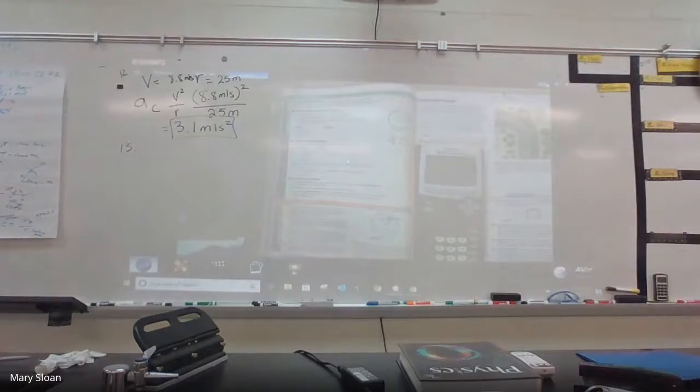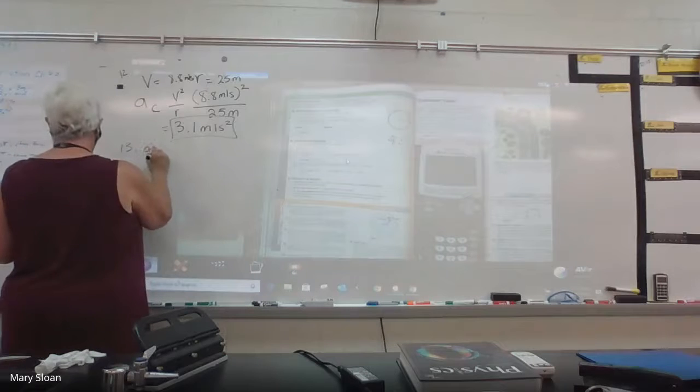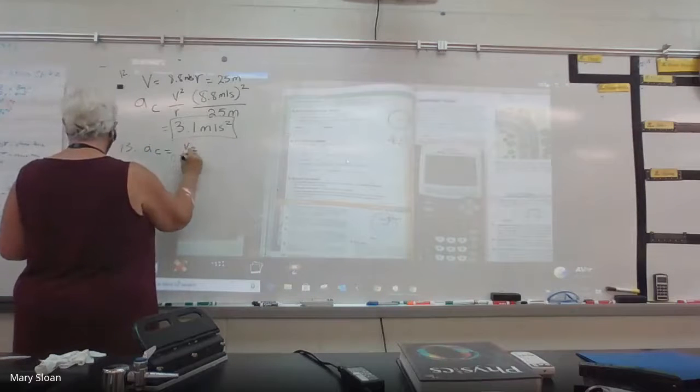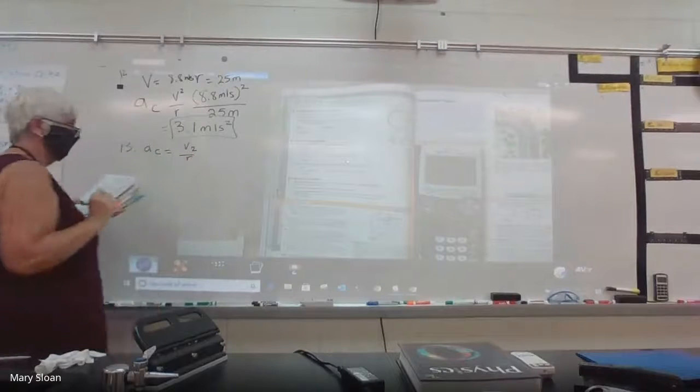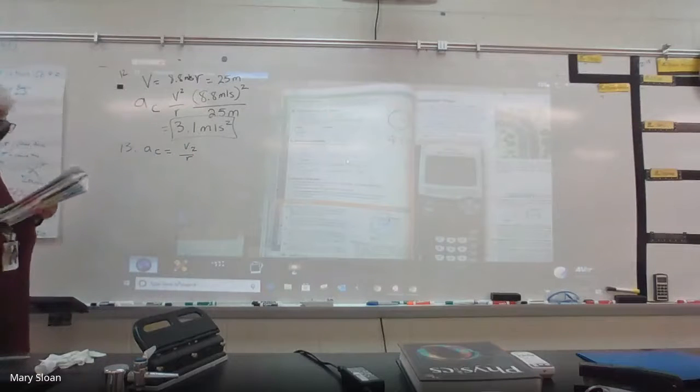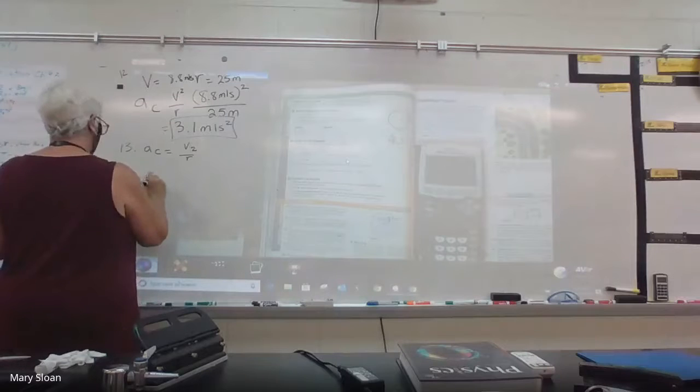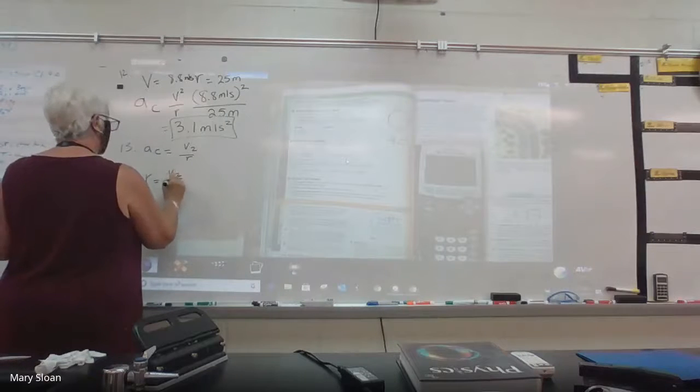Number 13 says an airplane traveling at 201 meters per second makes a turn. What is the smallest radius of the circular path, in kilometers, the pilot can make to keep the centripetal acceleration under 5.0 meters per second squared? So I'm going to give you the formula. We're looking for AC equals V squared over radius. But we're looking for radius, aren't we? So radius will equal velocity squared over AC.